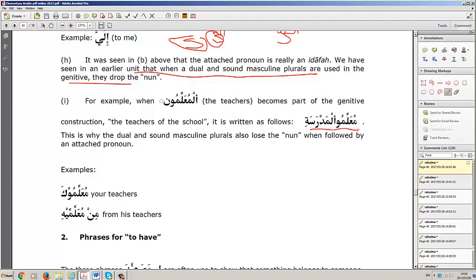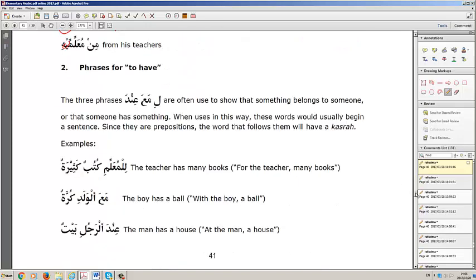But for example, if we want to say your teachers or my teachers or his teachers or something along those lines, remember the same principle applies. It's also going to be in the idafa, so you've got to drop the noon as well. So if you say your teachers, you say muallimuka, there's no noon there. And from his teachers, muallimihi, you drop the noon there. So those are the kind of things that you should be aware of. Remember, it's an idafa construction.